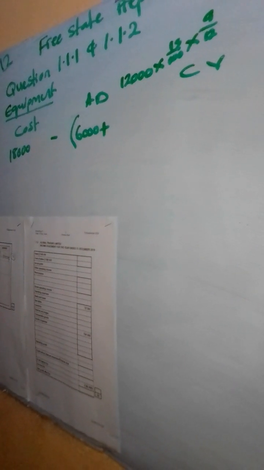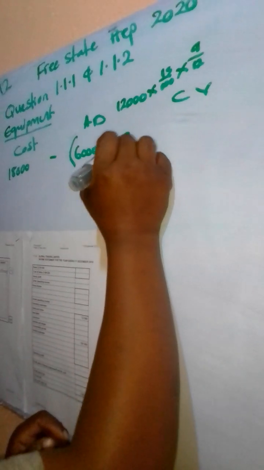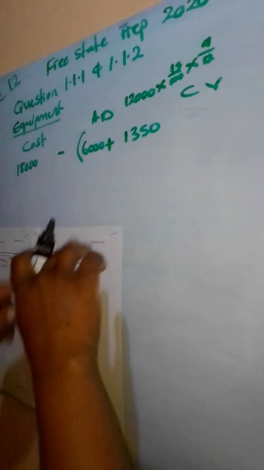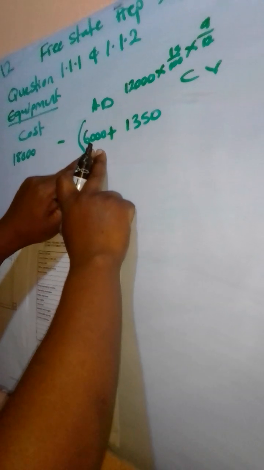From the beginning of the financial year up to September, we can calculate how many months there are. There are 9 months. I'm sure, if I'm not mistaken, their financial year begins on 1 January. So there are 9 months up to September, 9 over 12. If we do this calculation, we have 12,000 times 15% times 9 over 12. Let me check on my calculator. We'll get 1,350.